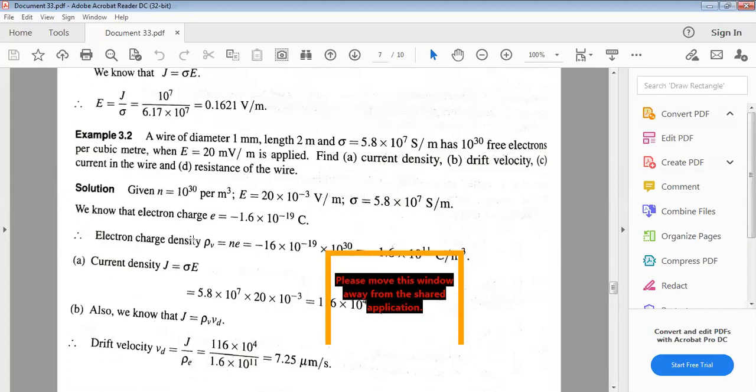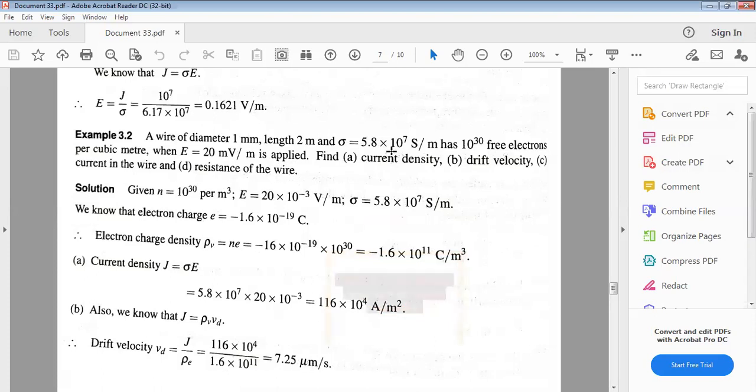See here. A wire of diameter 1 millimeter, the length of the wire is 2 meters, and the conductivity sigma is 5.8 into 10 power 7 per meter. What is meant by this 5.8 into 10 power 7? Is it a conductor, semiconductor, or insulator? The conductivity value is very huge, that's why conductivity is very high, that's why this is a metal. Sigma equals 5.8 into 10 power 7 per meter is the specification of a conductor.